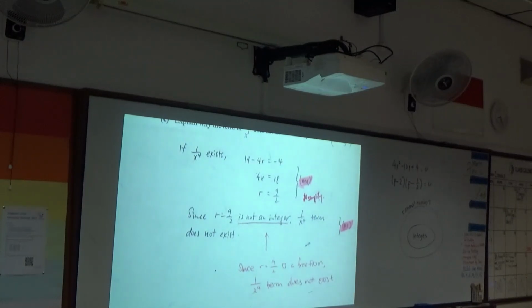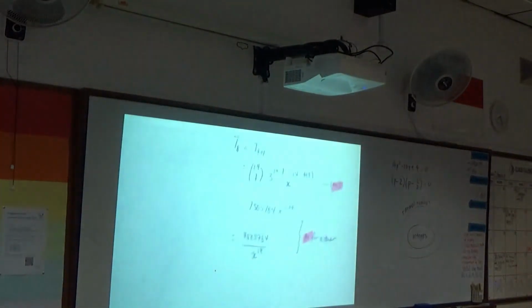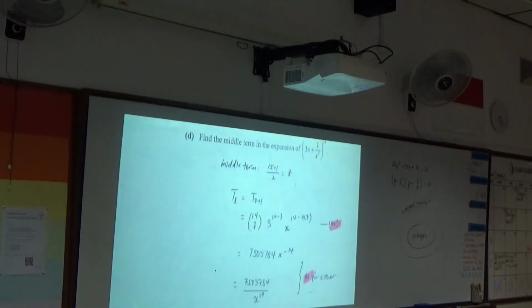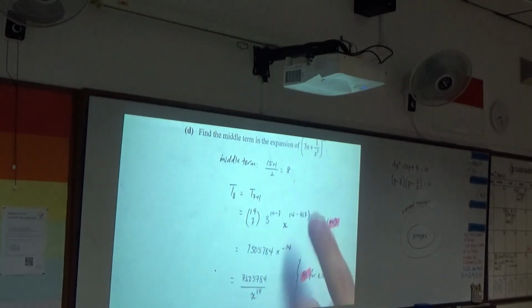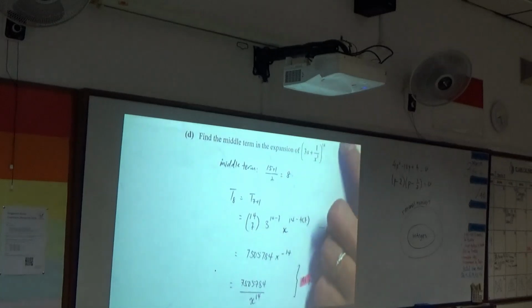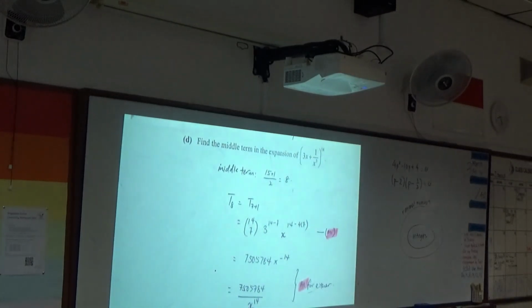Okay, moving on. Part D. To find the middle term, it is actually the 8th term. Some of you think that it's the 7th term. That's incorrect, because with a power of 14, there will be 15 terms.